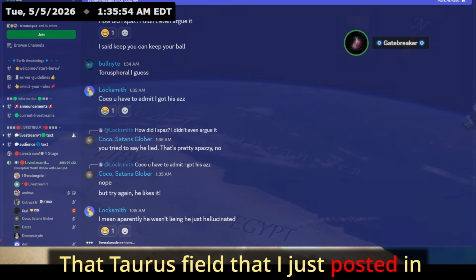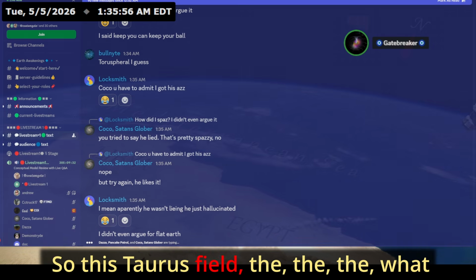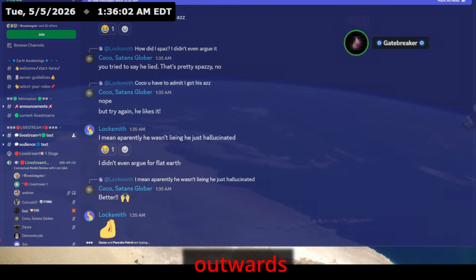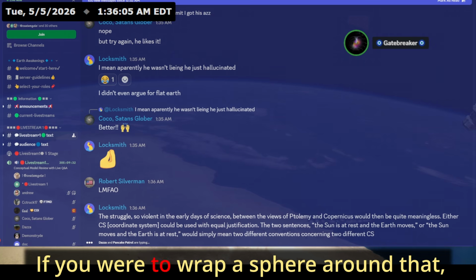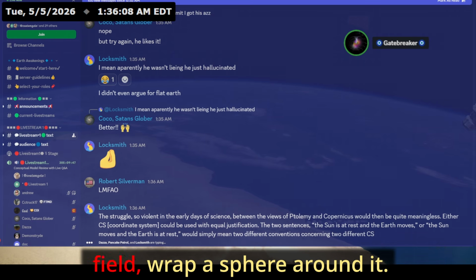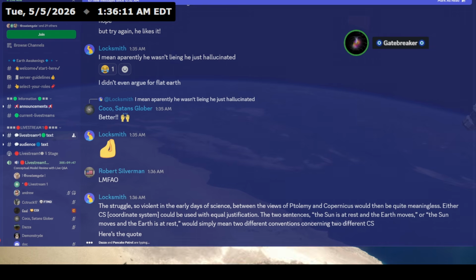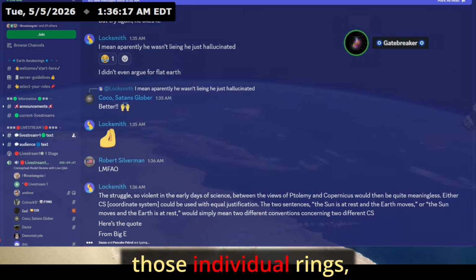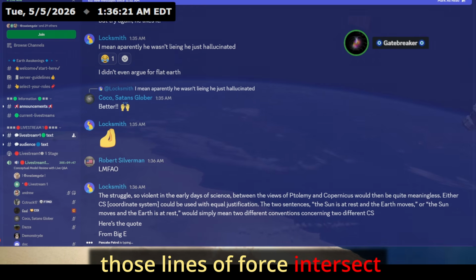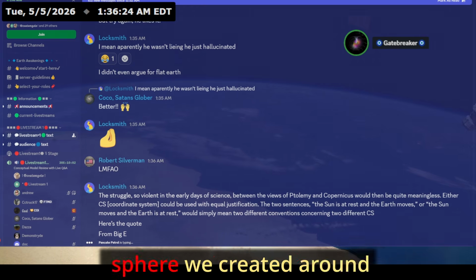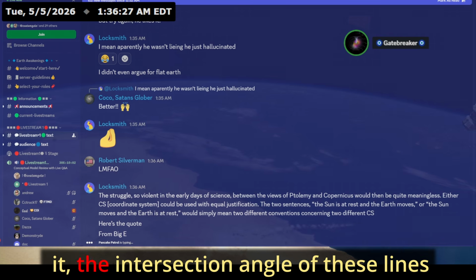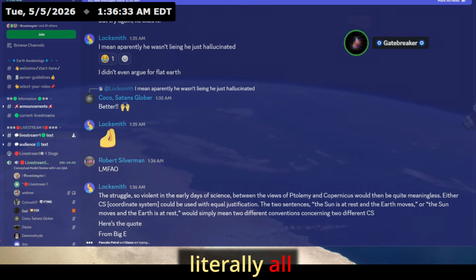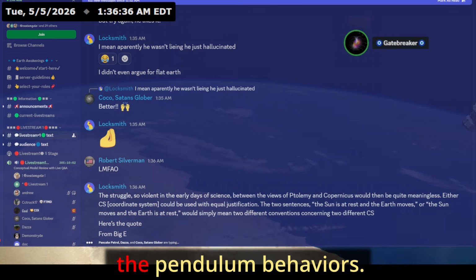That torus field that I just posted in the chat, if you were to wrap it, so this torus field, what we're worried about is the centrifugal divergence outwards and away from the center. If you were to wrap a sphere around that, okay, you see this torus field, wrap a sphere around it. I know it's oblate. It's not perfect. If you look at the equator lines where those individual rings, those lines of force, intersect this imaginary sphere we created around it, the intersection angle of these lines of force of the ether field, literally all around the circle, gives us the pendulum behaviors.